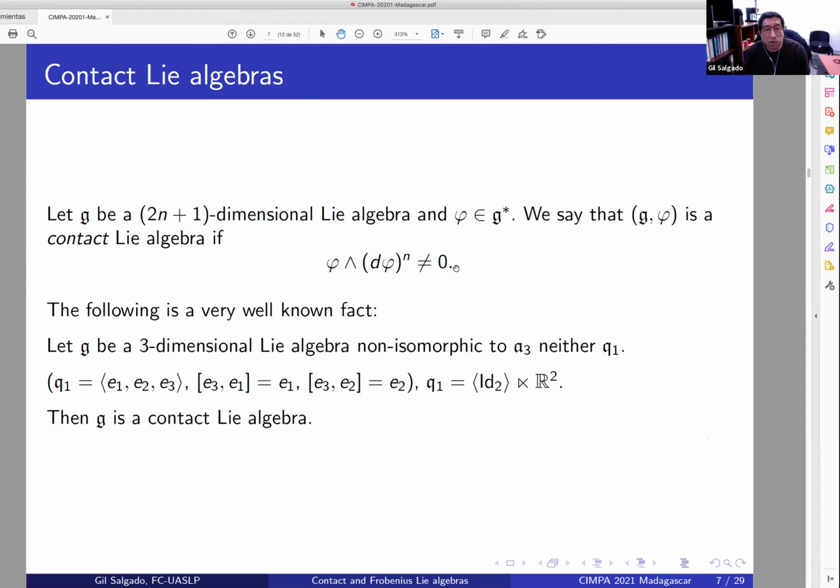There are a lot of contact Lie algebras. The following is a very well-known fact. Take any three-dimensional Lie algebra, non-isomorphic to the abelian three-dimensional Lie algebra, nor the Lie algebra labeled as Q sub 1, and then G is a contact Lie algebra. So as you can see, almost all three-dimensional Lie algebras are contact Lie algebras.